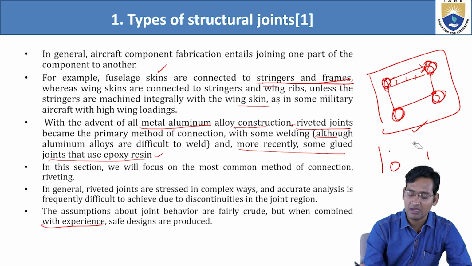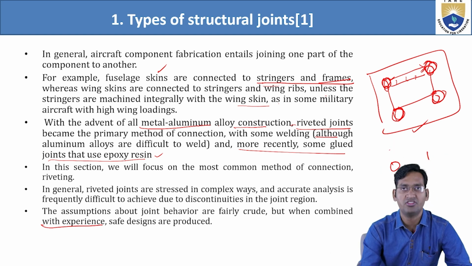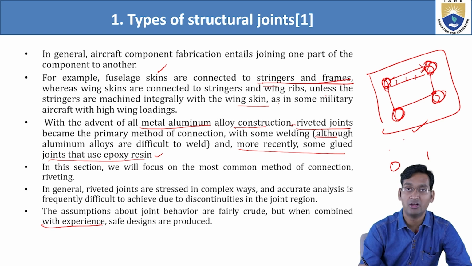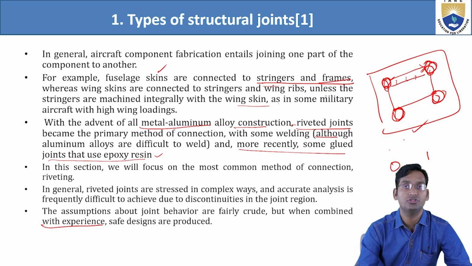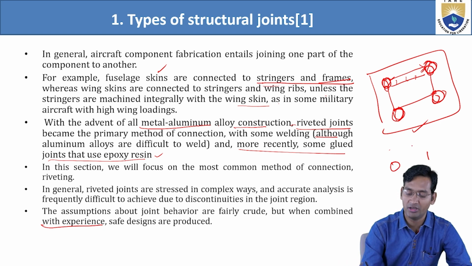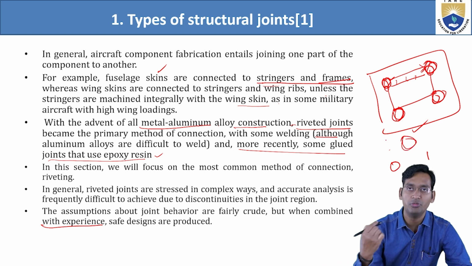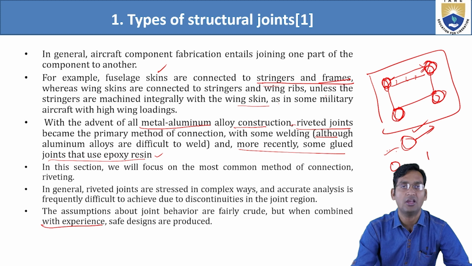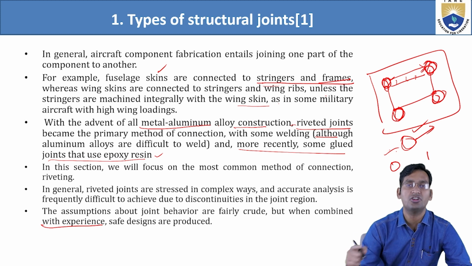Especially in complex structures, accurate analysis is frequently difficult. We cannot get an accurate one because of the discontinuity in the joint region. Wherever it is joining, you have to remove that part, make the hole, and then find. So through the structure directly we cannot find, because the structure is not continuous; there is a hole inside.